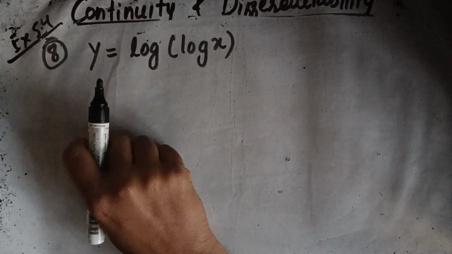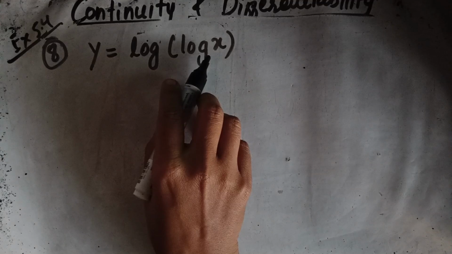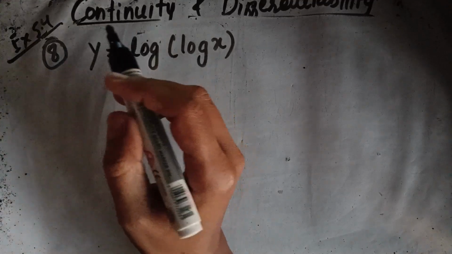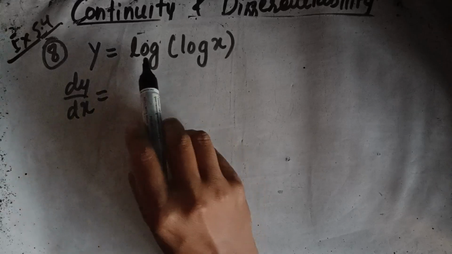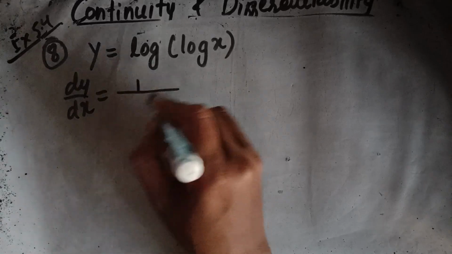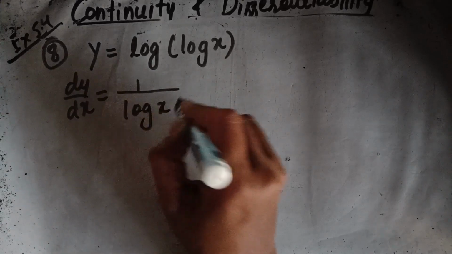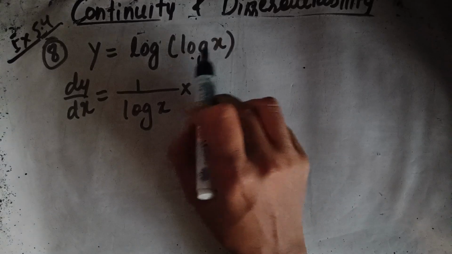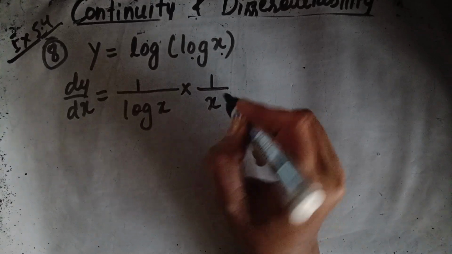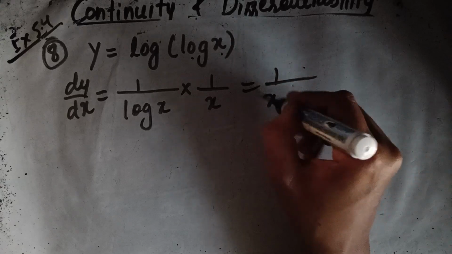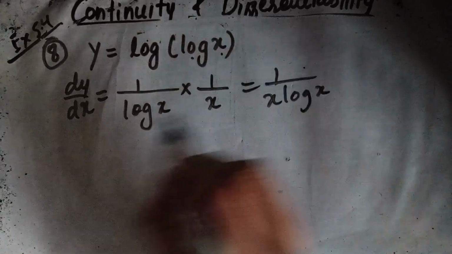Next question, y is equal to log of log x. Okay. So this is dy by dx. First you have to differentiate this log. So this is 1 upon log of x into, then differentiate this log, that is log of x. This is 1 upon x. So this is 1 upon x log x. Okay.